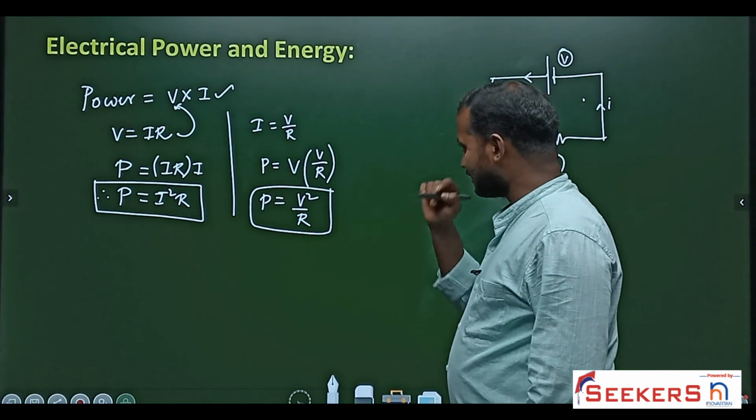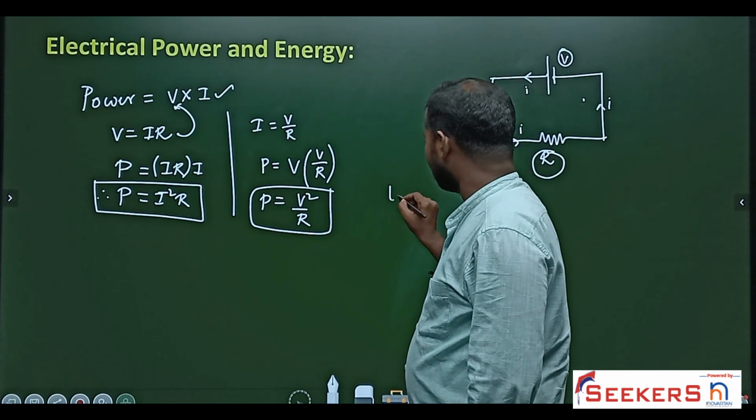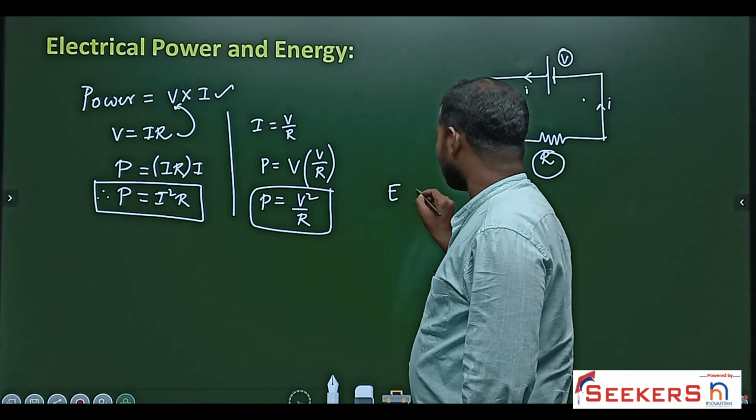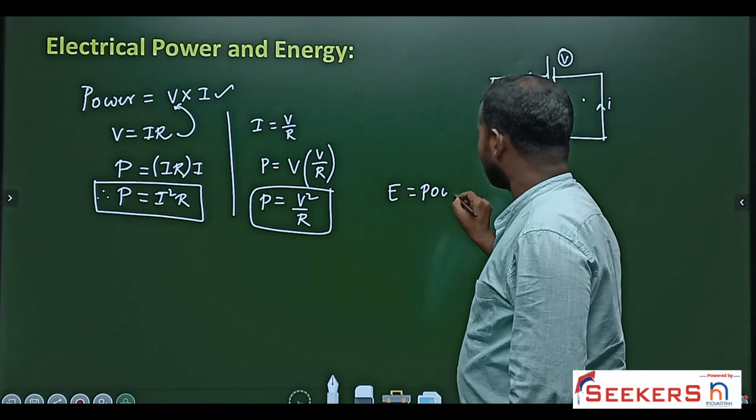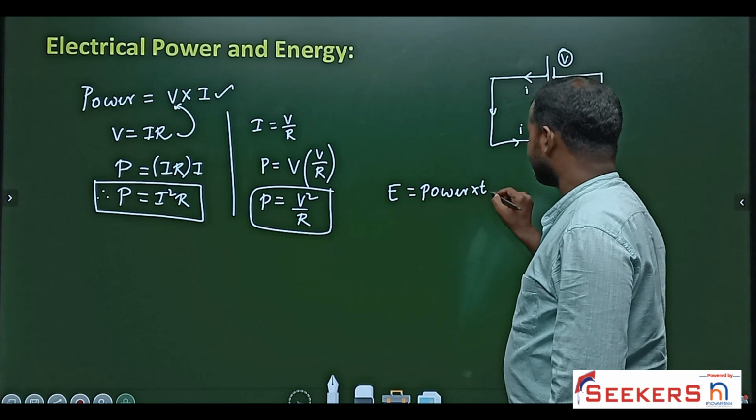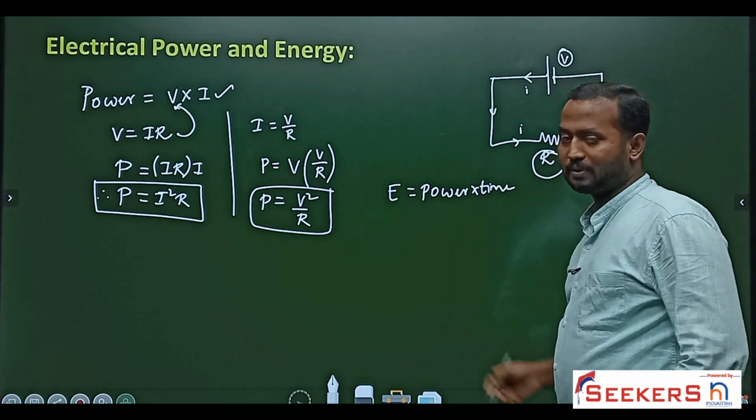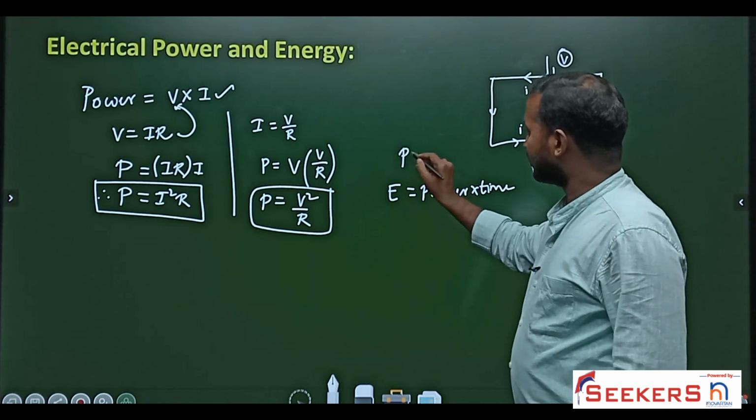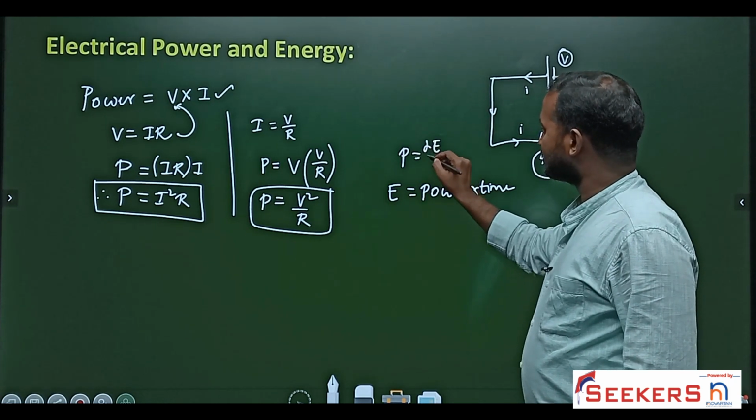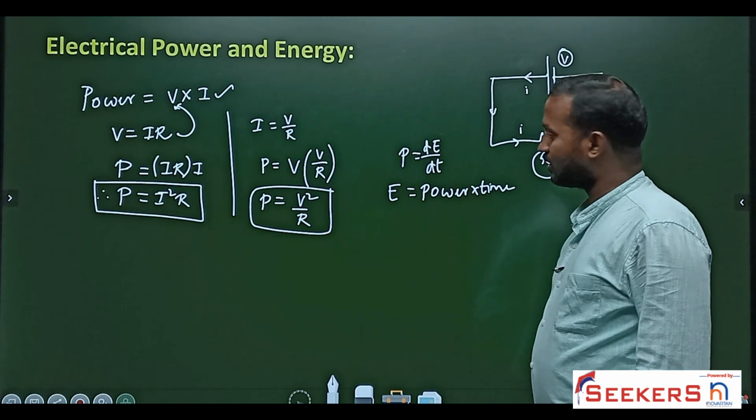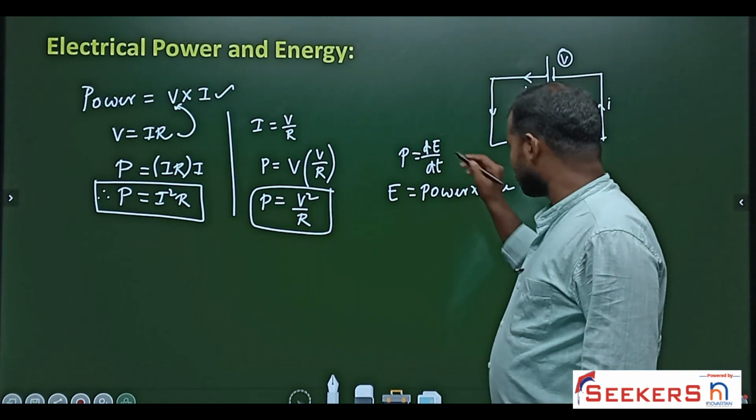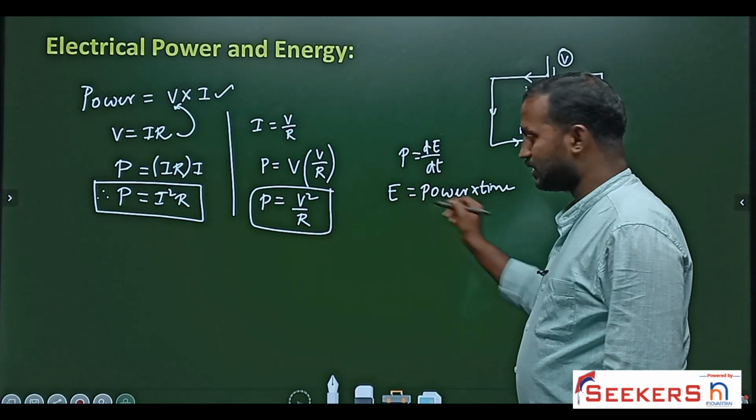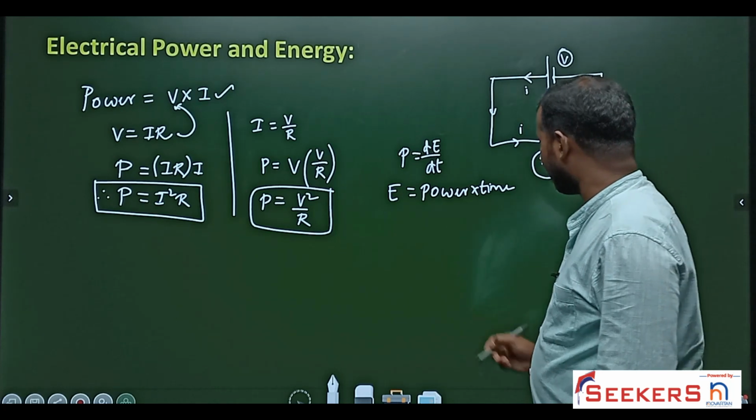Now, electrical energy is nothing but energy can be written as power into time. Otherwise, you can say that power is nothing but the rate at which energy is spent, or the rate at which work is done, and so on. So dE is equal to P dt, and hence energy is equal to power into time.